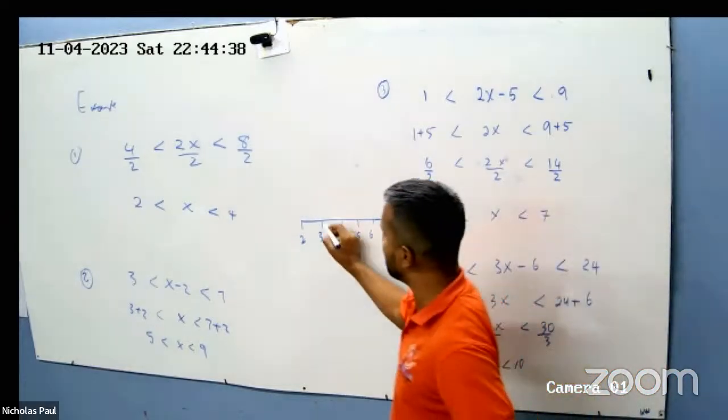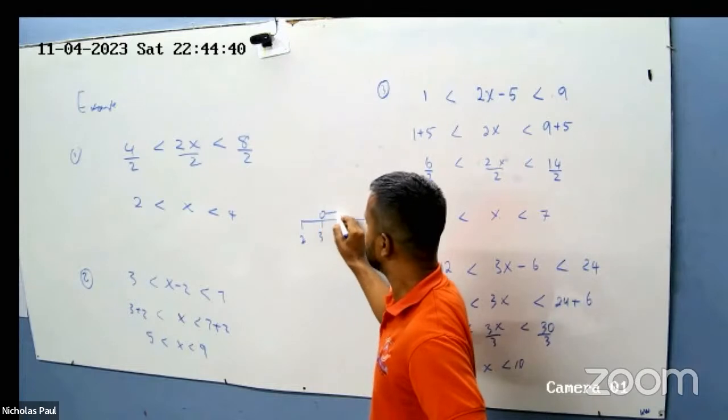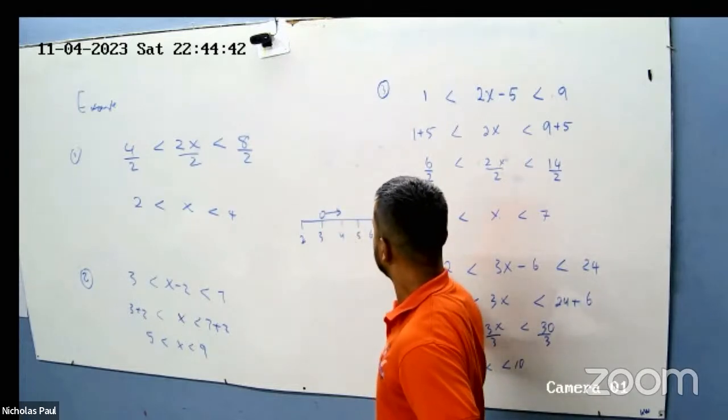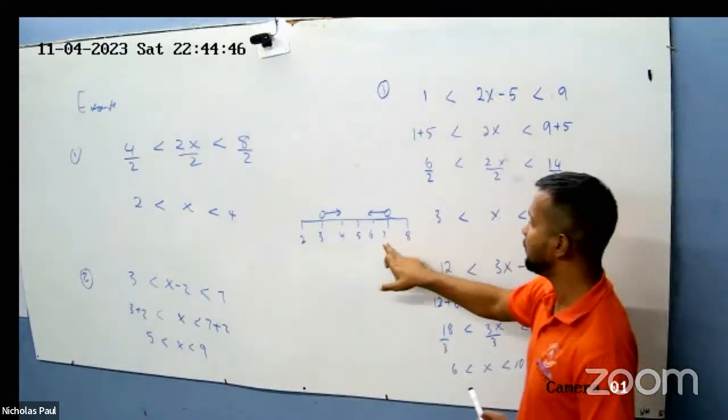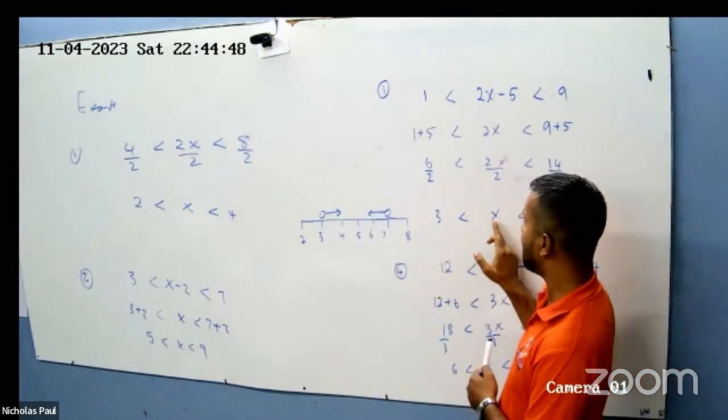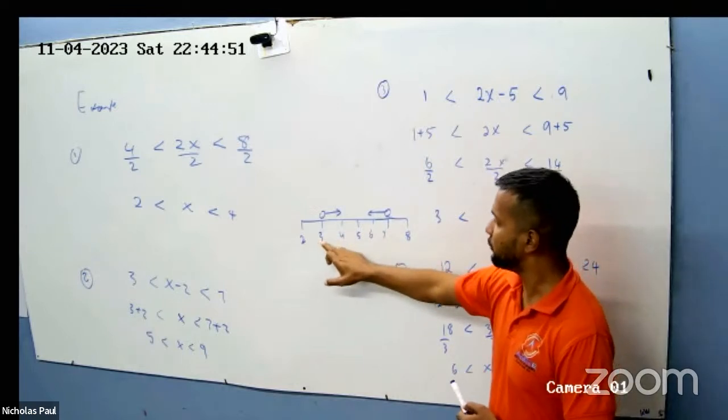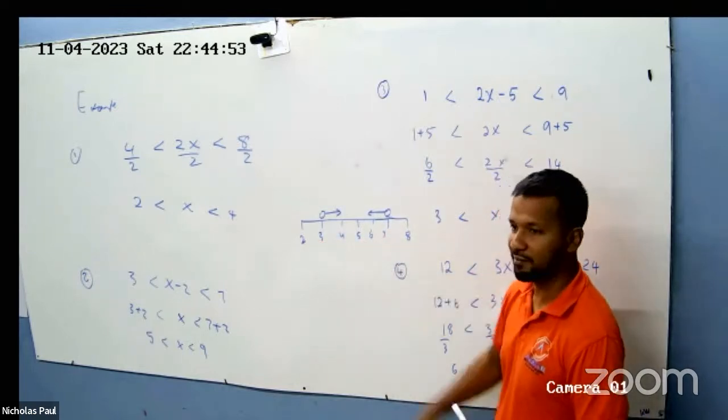So what you do is you do it twice. x is less than 7 and 3 is less than x, or x is more than 3. x is more than 3 is this way, x is less than 7 is that way.